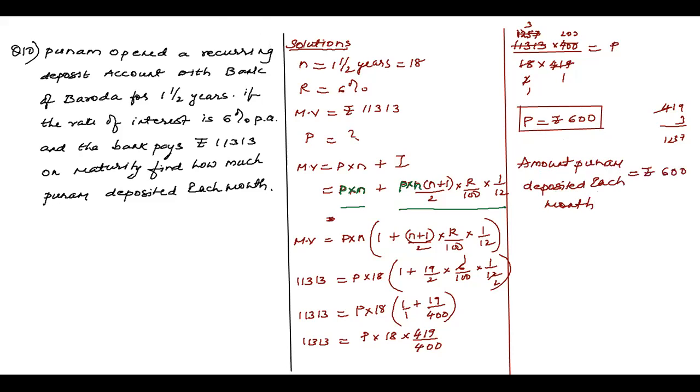Okay, children, you can clearly see how simple this sum is. The previous sum and this sum are identical. I hope everybody has understood it properly. Whenever maturity value is given and P is asked, you should do it only by this method. All other things are simple, direct formula based. Okay, now I go to the next question.